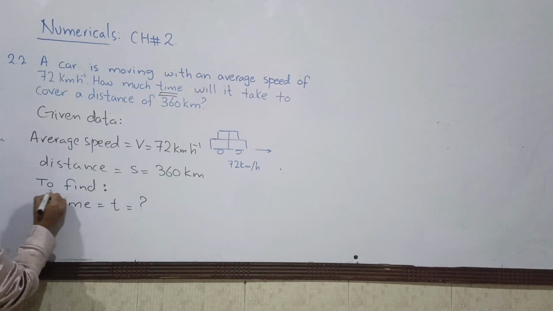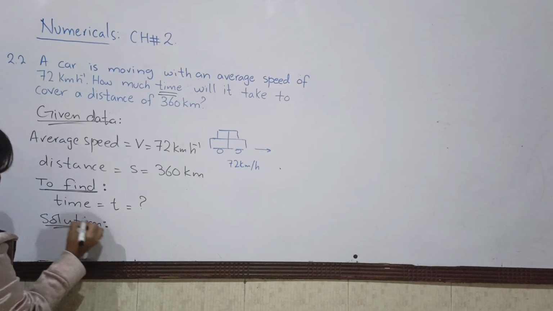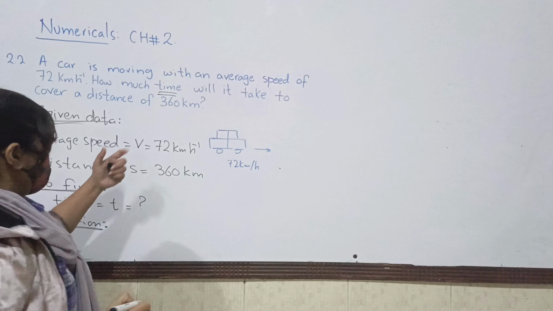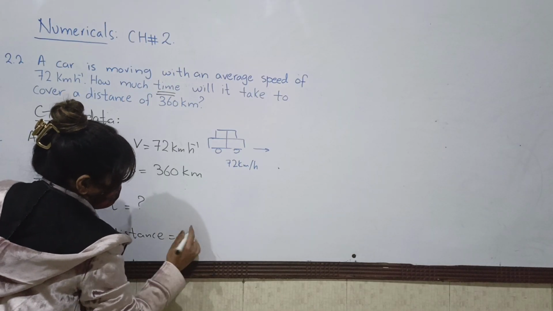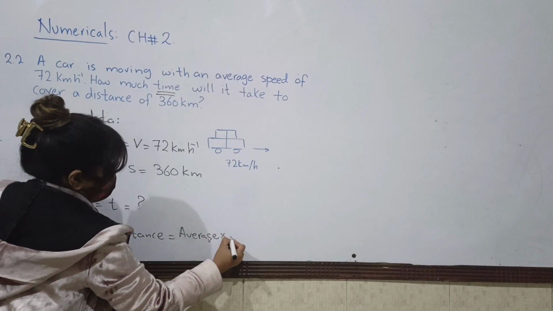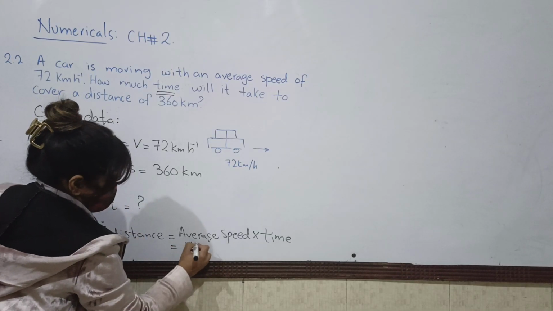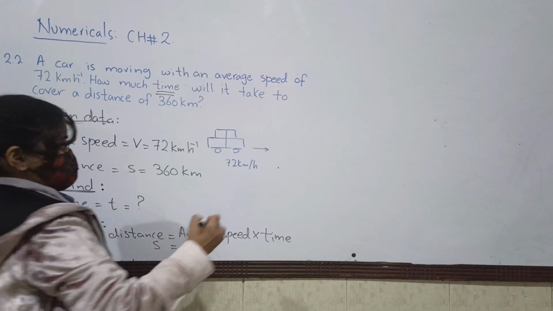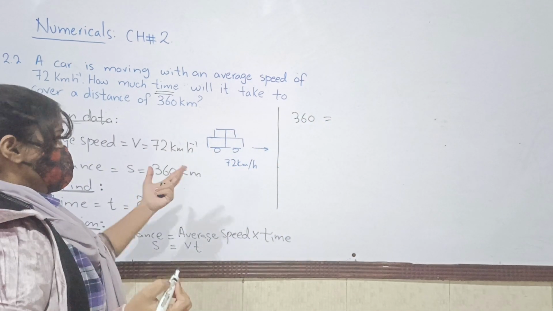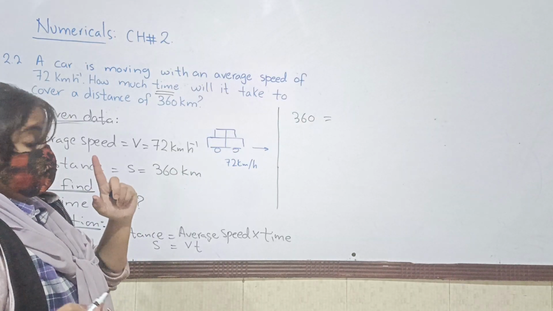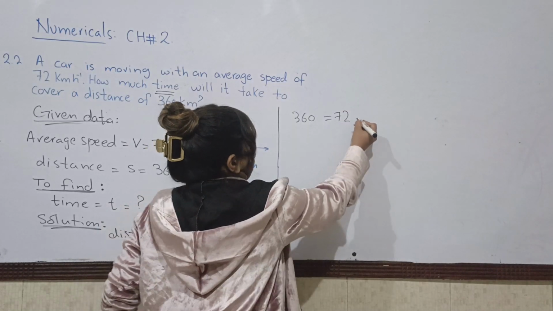Now solution. What is the relation between distance, time and speed? That is, distance is equal to average speed multiplied by time. In symbols we represent it as s is equal to v into t. So s is given, put the value of s, that is 360. There is no need to write the unit right now, but at the end in the answer you must write the unit. But in calculation there is no need to write the units. Speed is given, that is 72, and time you have to find.